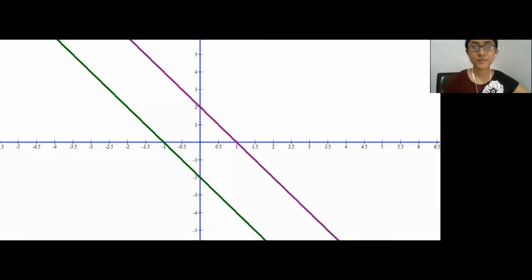Let's get to it. So before we get to doing examples, let's talk about what it means for two lines to be parallel. So let's look at these two lines. If you look at the purple line and the green line, these two lines are parallel because they have the same slope. They're going in the same direction, but of course they have different intercepts. So using that idea of having the same slope, we're going to do some examples on how to compute parallel lines.